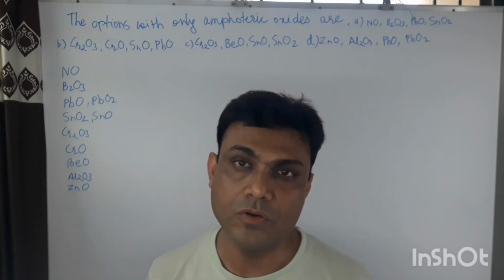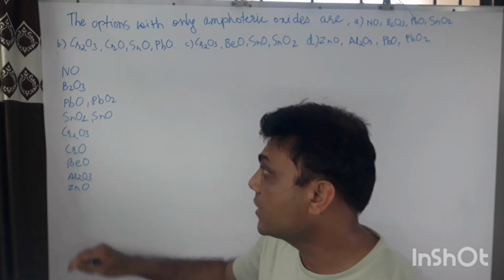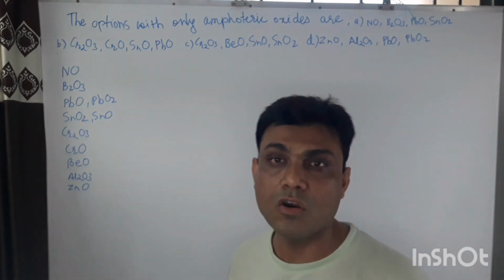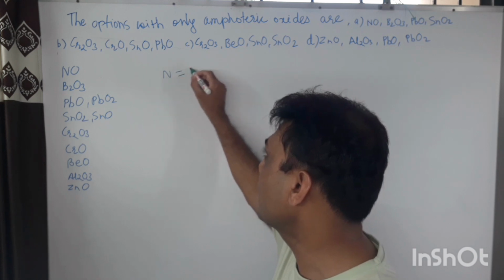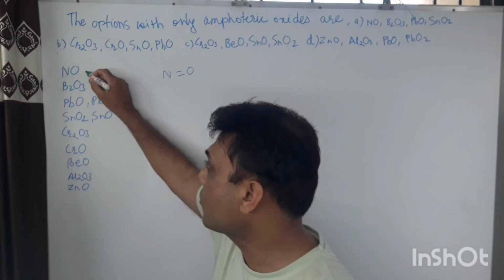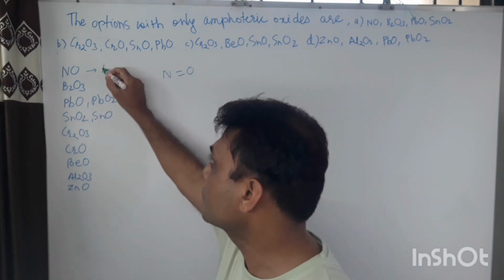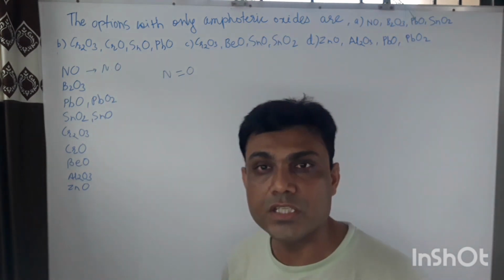Now we have to find out which oxides are amphoteric in nature. So first of all we will take nitric oxide. The nitric oxide symbol is N double bond O. This is the symbol of nitric oxide, and this oxide is a neutral oxide. And why is this oxide neutral?